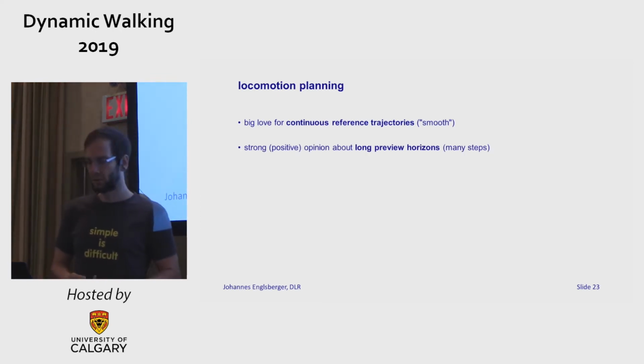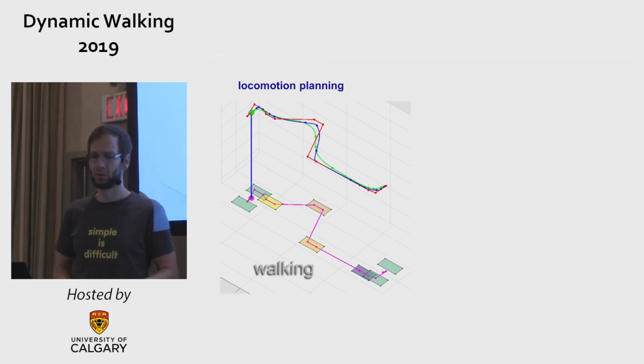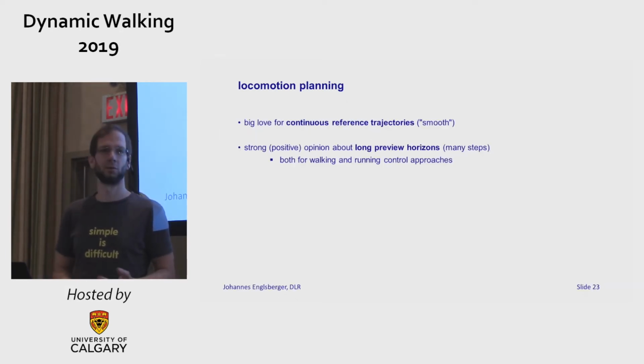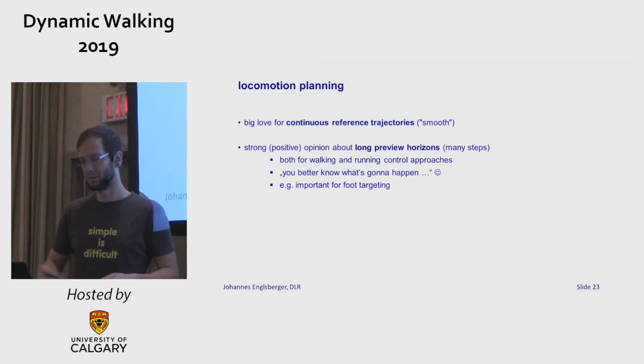Then I have a strong positive opinion about long preview horizons, not in the range of 1-2 seconds, but many steps, all steps, 100 steps if you like to, both for walking and running control. So we saw the walking trajectories. I published some work on analytical running solutions. There, for example, I like to preview up to 7 steps, because that plays a role for foot placement. You better know what's going to happen. Like, you better know than not know. It's important for foot targeting and running and stuff.